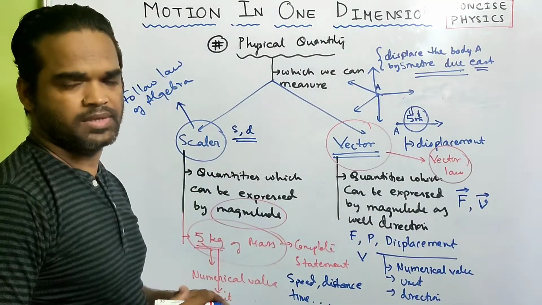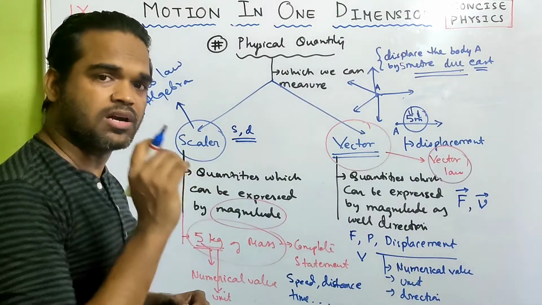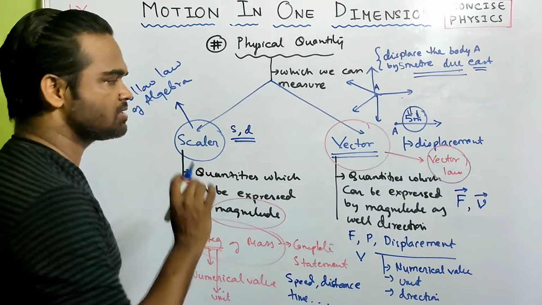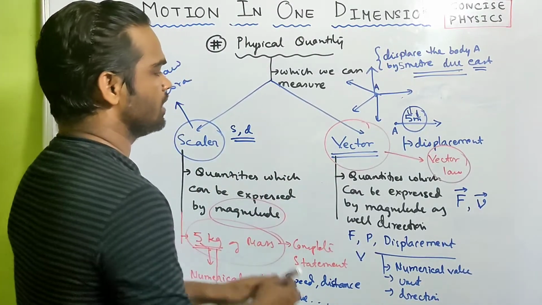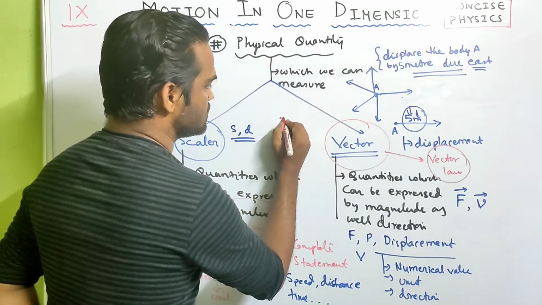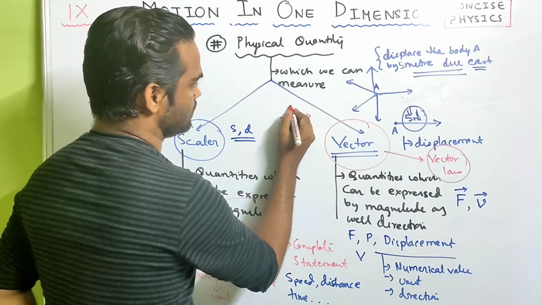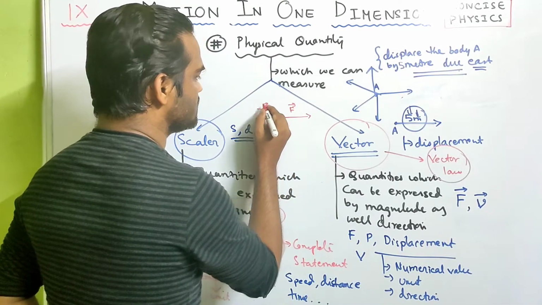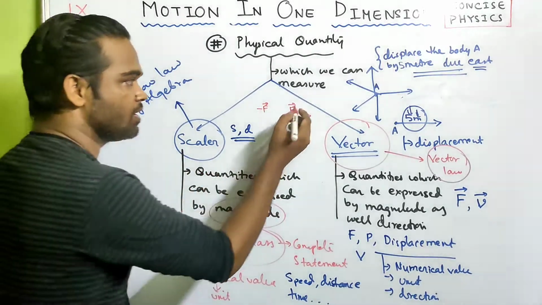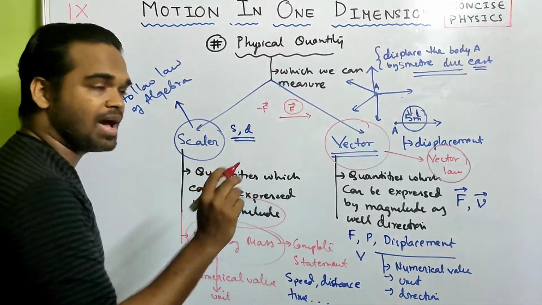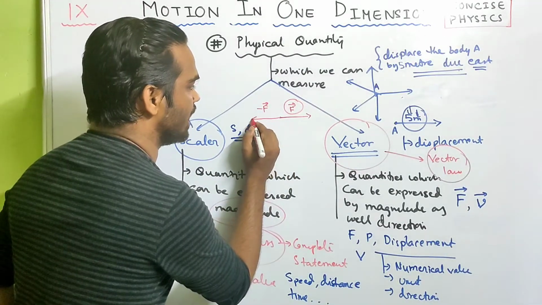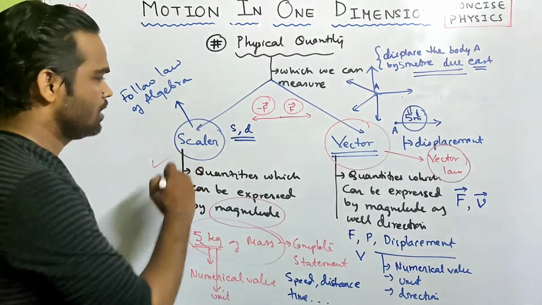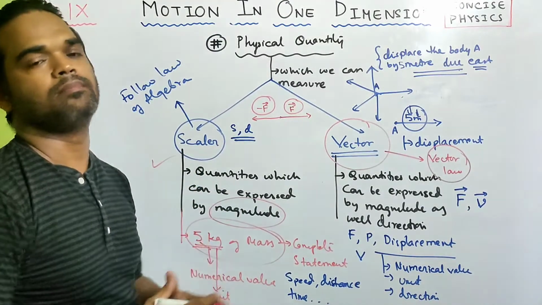One more thing. The negative sign with a vector quantity implies opposite or reverse direction. What do I mean by this? Suppose there is a force which is applied in this direction, F. Then what is minus F? Minus F is a force of same magnitude but applied in an opposite direction. This is your minus F. Clear?